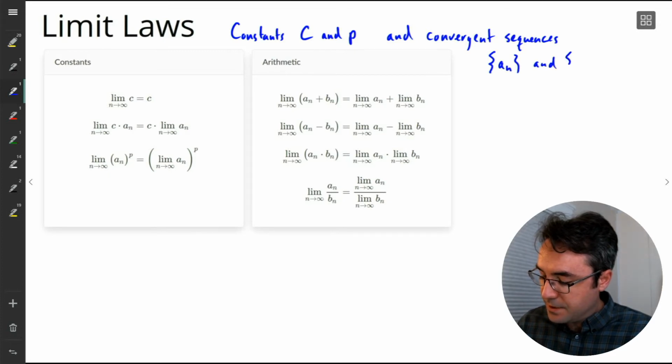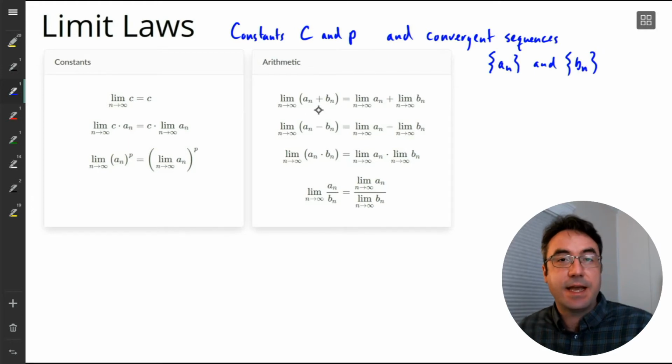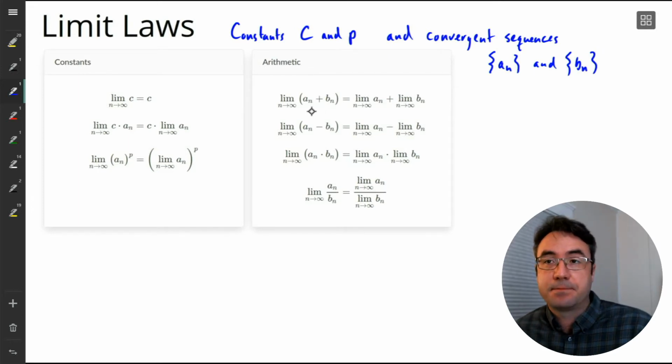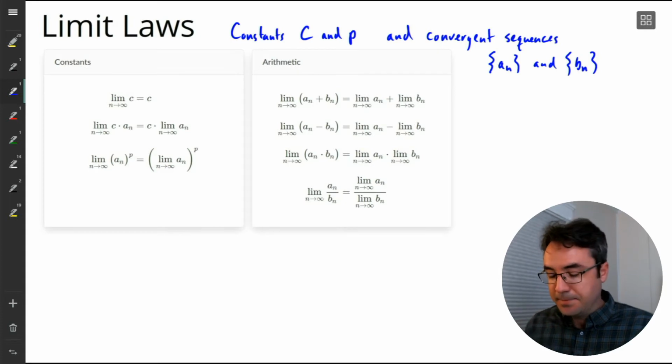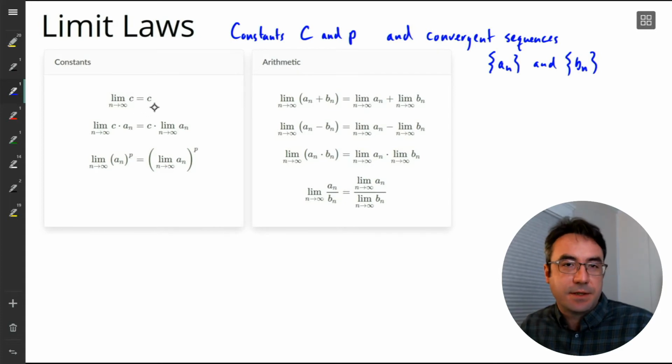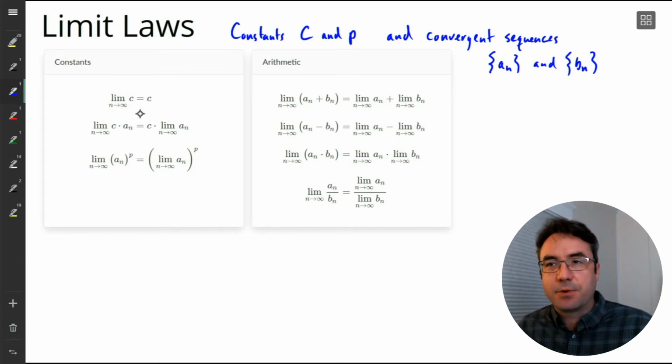If they're not convergent, then these limit laws might not be true. So we need our two sequences, an and bn, to be convergent. All right, so what do these limit laws say? Well, the limit of a constant is equal to the constant. All right, that's not too surprising.